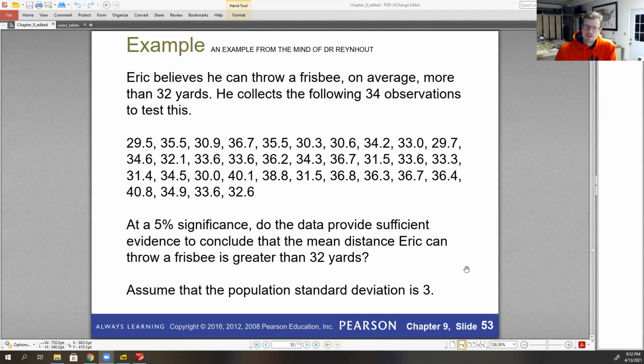So we're considering an example where Eric believes he can throw a frisbee on average more than 32 yards. So he collects the following 34 observations to test this. Okay, we're going to perform our hypothesis test. So at the 5% significance, do the data provide sufficient evidence to conclude that the mean distance Eric can throw a frisbee is greater than 32 yards? Okay, we're going to assume the population standard deviation is 3.